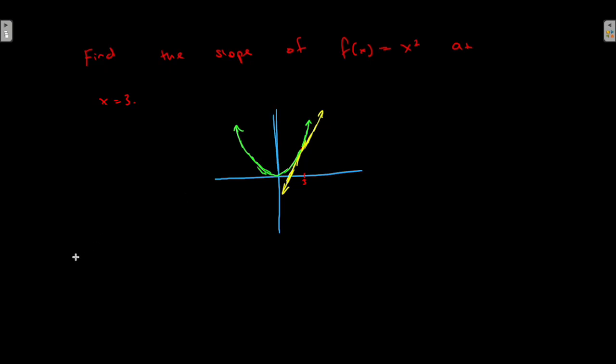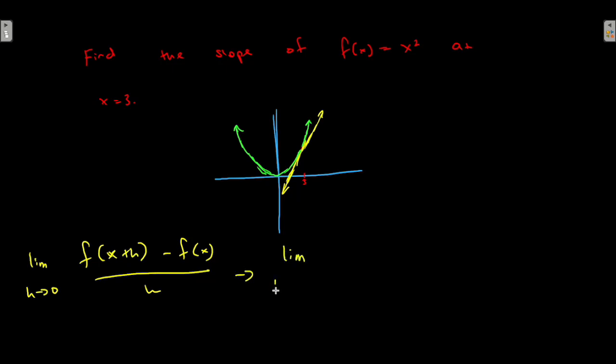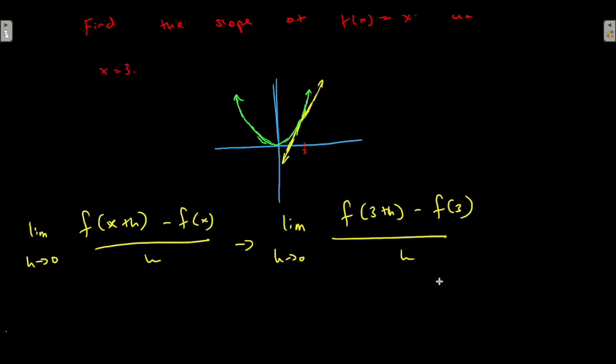All right, so we learned that the formal definition of a derivative would be f of x plus h minus f of x over h, and then the limit as h approaches 0. Now, do we know our x? Yes, we do. It's 3. So we basically can turn this into limit as h approaches 0, f of 3 plus h minus f of 3 over h.